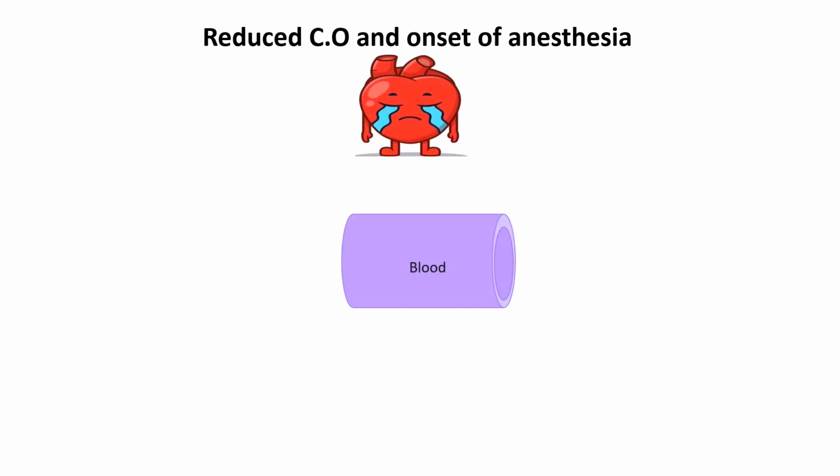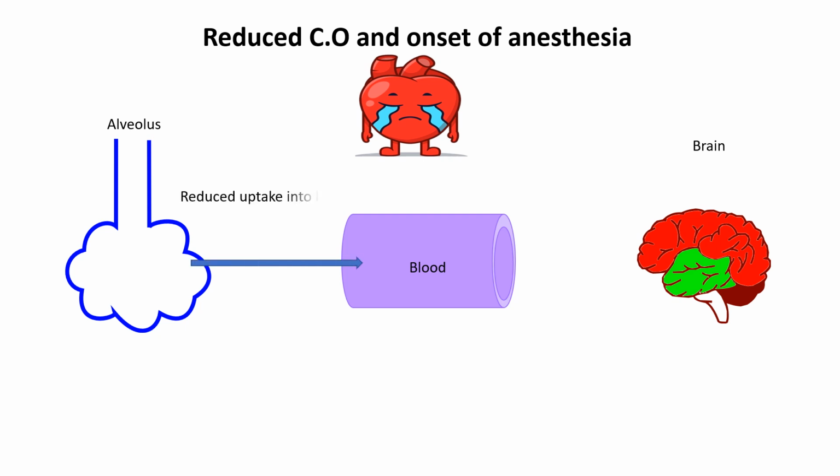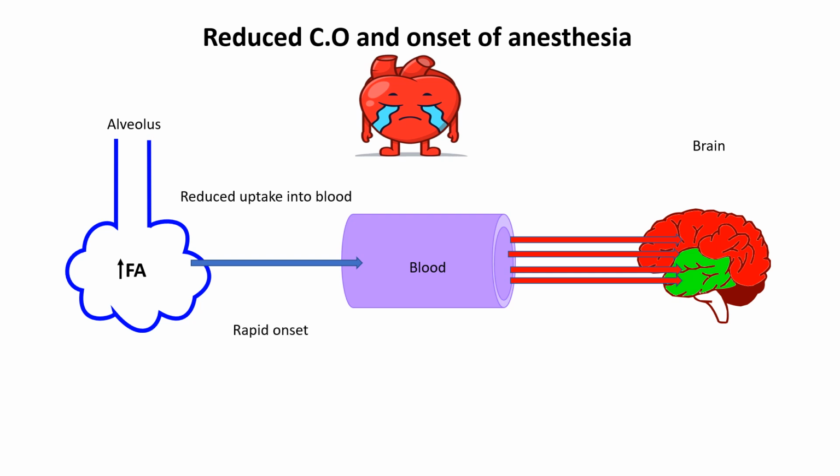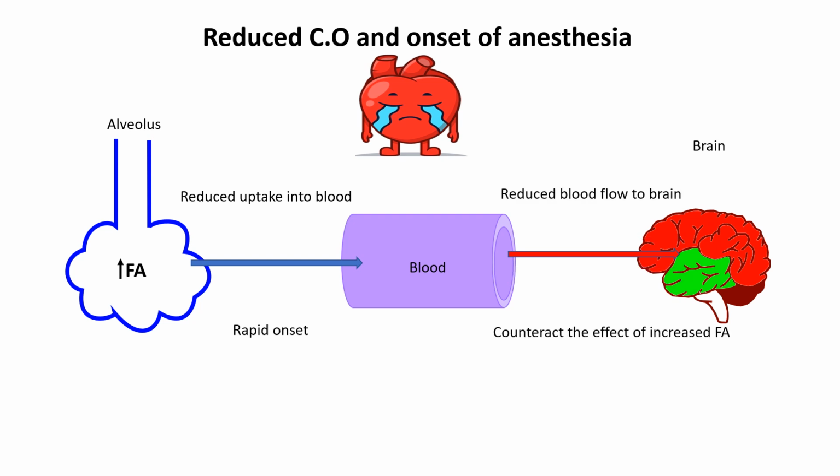With reduced cardiac output, less anesthetic is taken up by the blood, causing the alveolar partial pressure to rise more quickly. This results in faster equilibration between the alveoli and the brain, leading to a quicker onset of anesthesia. However, if blood flow to the brain is also significantly reduced, it can counteract the rapid rise in alveolar partial pressure by limiting the actual delivery of anesthetic to the brain. Ultimately, the balance between reduced systemic blood flow and the faster rise in alveolar partial pressure determines the onset of anesthesia, with the latter effect typically being more dominant.